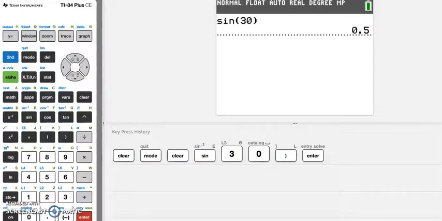Some of you have a calculator that will actually give you the exact value, which is nice. I'll show you when we get to one.